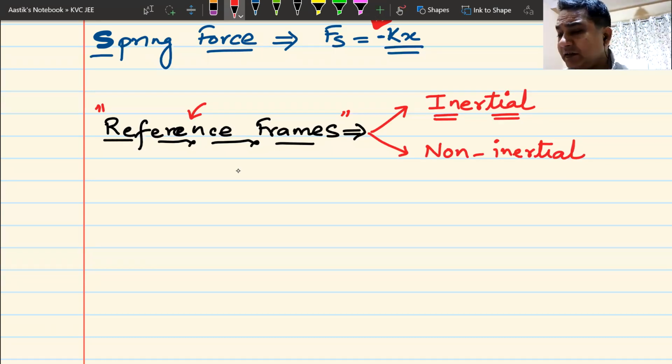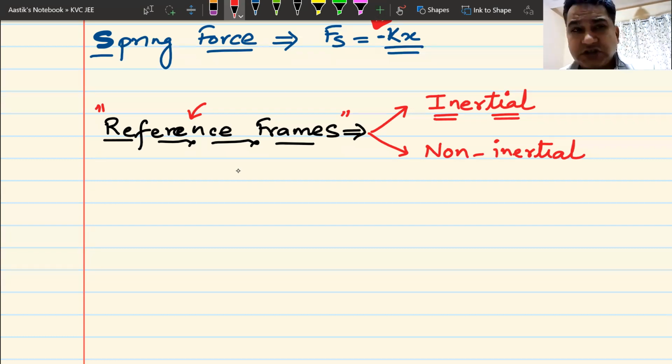Now, what is a reference frame? A reference frame is nothing but a body or any object from where the motion is being watched. There must be an observer. Now, this observer can be standing on ground. This observer can be sitting in a bus or a train or a car or a cycle or an airplane, or this observer can be walking on ground. This observer is the one who is going to observe the motion, and this observer actually becomes your reference frame.